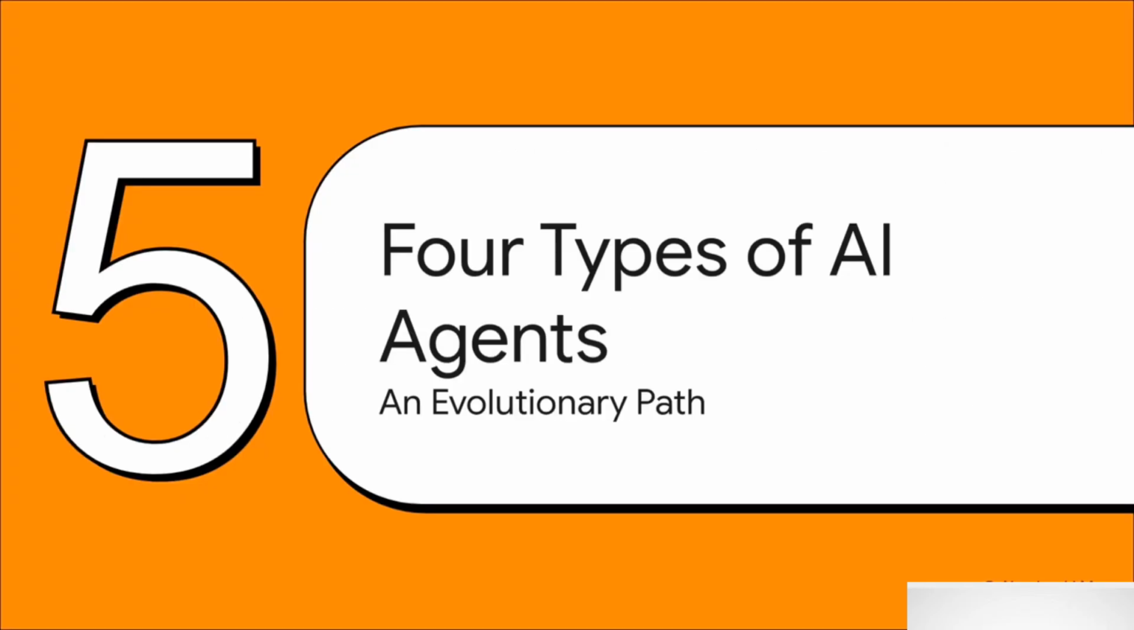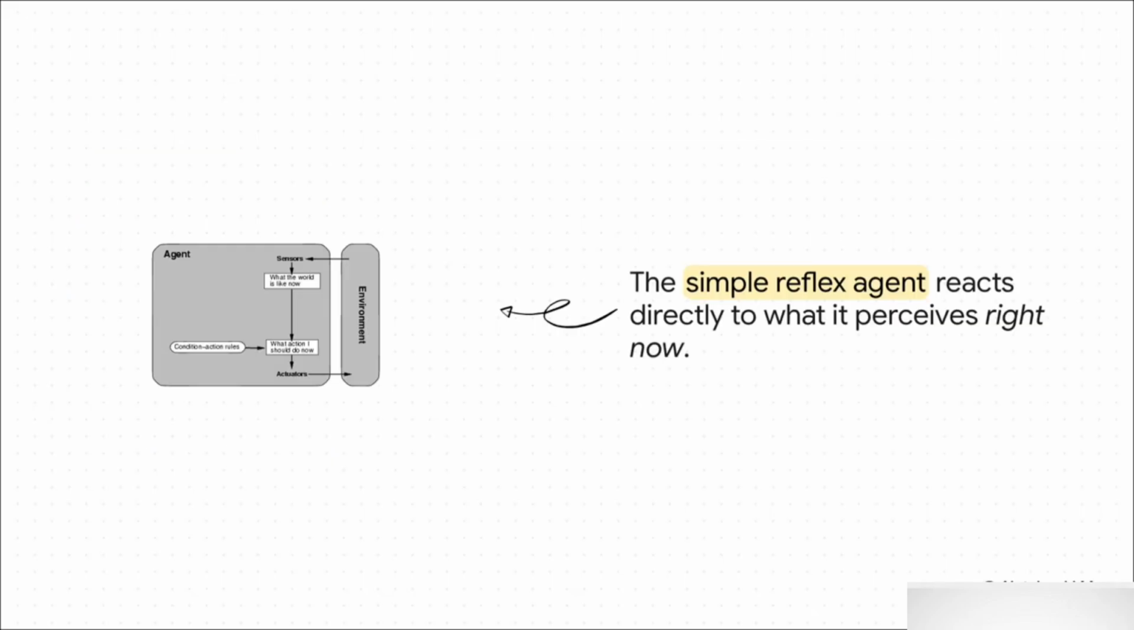So now that we know how to define agents and how to start designing them, let's look at the different kinds. There are 4 basic types. And you can really think of them as an evolutionary path, or like levels in a video game. Each one is more complex and more capable than the last. First up, we have the simple reflex agent. This is level 1, it's the most basic type there is.